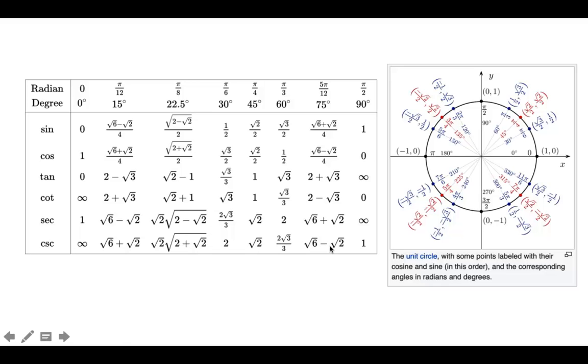So if you would like to make a copy of this, I do not expect you to have these memorized for your next quiz or exam. It's just a useful thing to have for your future.